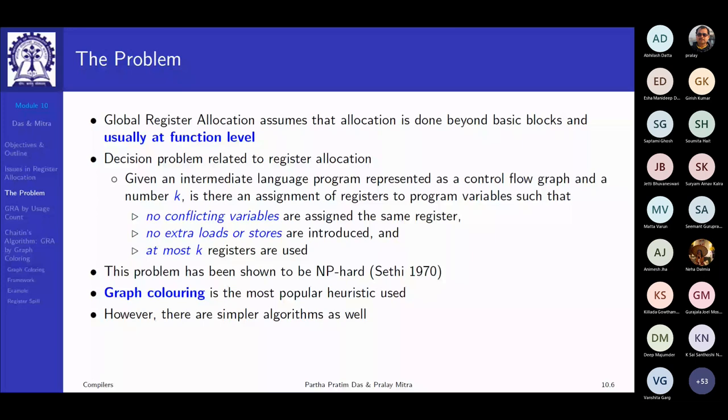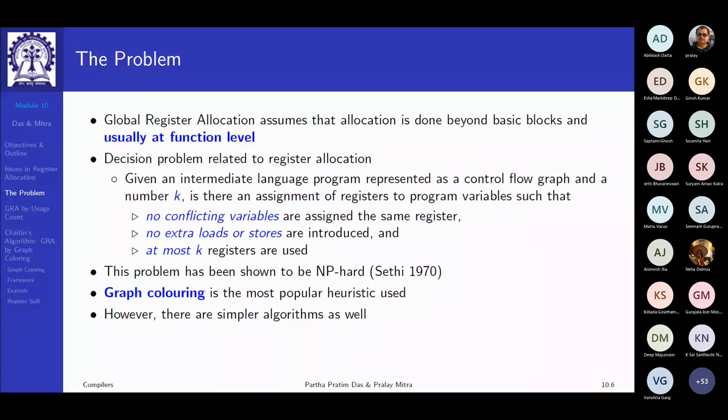Now, naturally, some load and store will have to be introduced because initially registers do not have anything. Everything is in the memory, in the stack frames, let's say. Even if we assume that static and dynamic, all those are not there, to just simplify the problem. So there will have to be loads and stores, but no extra load or store is introduced in the register allocation. So that is the cost to minimize.